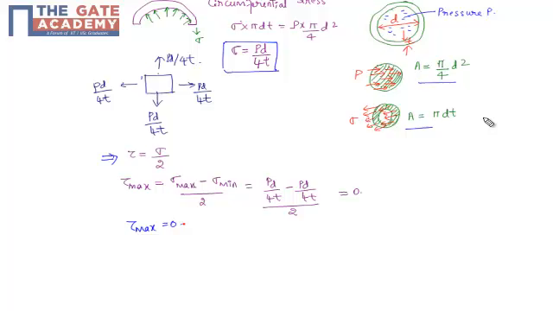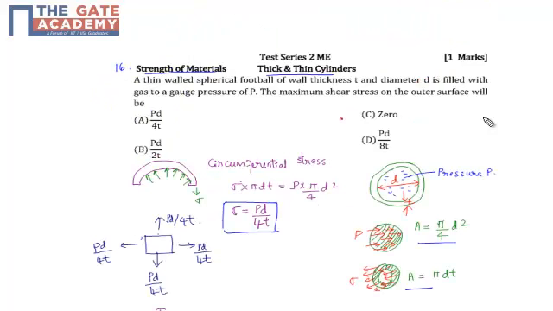So the maximum shear stress on the outer surface of this thin walled spherical football is 0, and which is option C. Thank you.